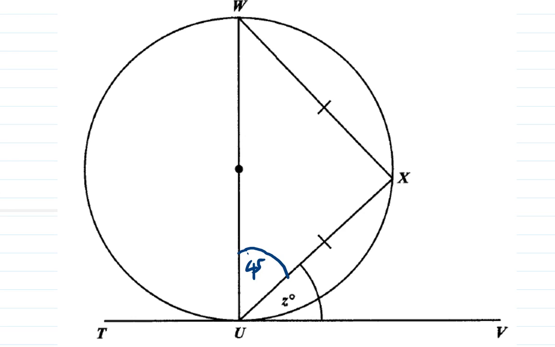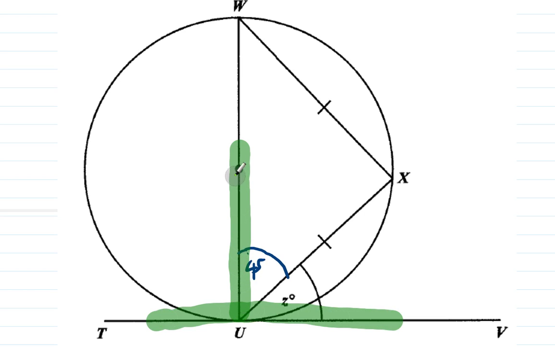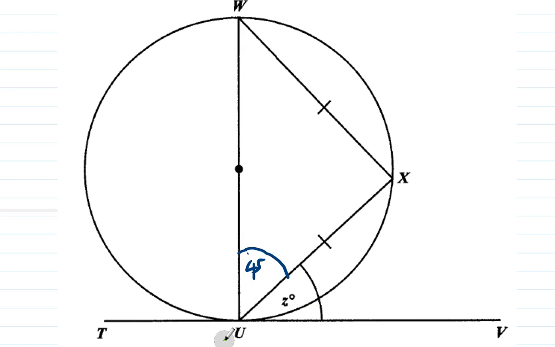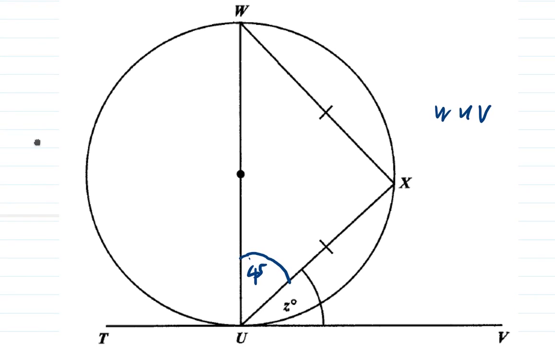First of all, the angle between the tangent and the diameter at the point of tangency is always 90. That's an established theorem. It has to be 90. Now, here, you know that WUV is 90 already.